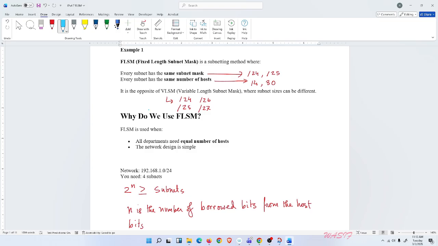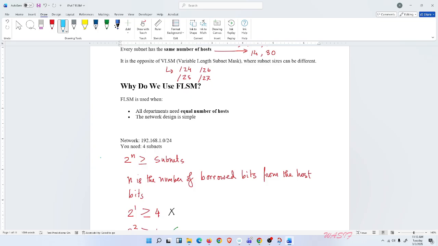It is opposite to VLSM. What is VLSM? Variable length subnet mask. So every subnet will have different lengths. Okay, so one can be /24, other can be /25, one can be /26, other can be /27.